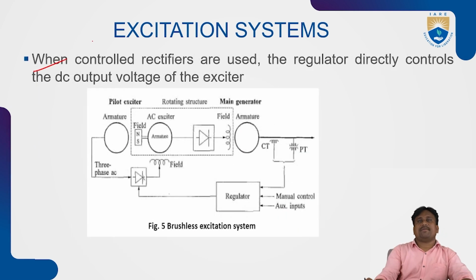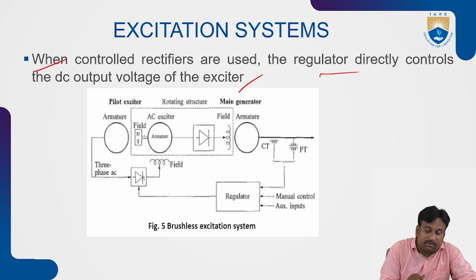When controlled rectifiers are going to be used, the regulators directly control the DC output voltage of the exciter system. That means we are going to consider the brushless excitation system. So what does a brushless excitation system mean? This is connected by one of the armature or a pilot exciter system, and here the field is going to be excited with north and south poles with armature.